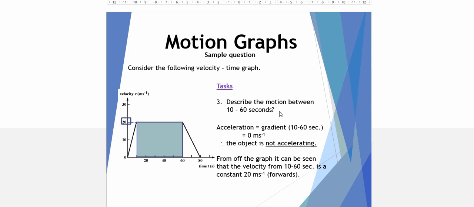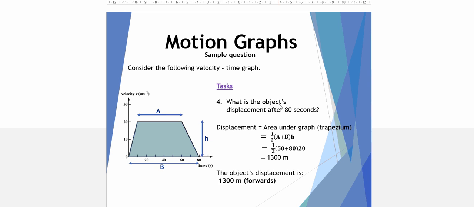Third task, describe the motion between 10 and 60 seconds. Well, from 10 to 60 we have a flat gradient, so there's no acceleration. However, we can see from off the graph that there is still a constant velocity of 20 meters per second. So, from 10 to 60 seconds, the object has a constant 20 meters per second velocity forwards.